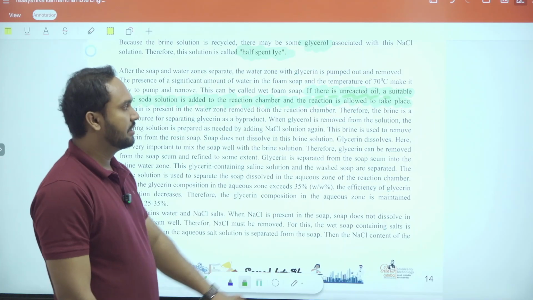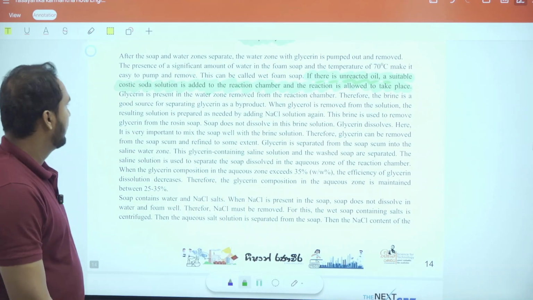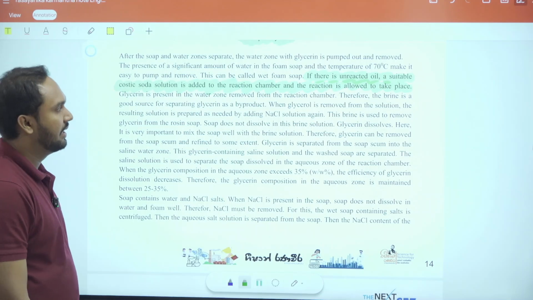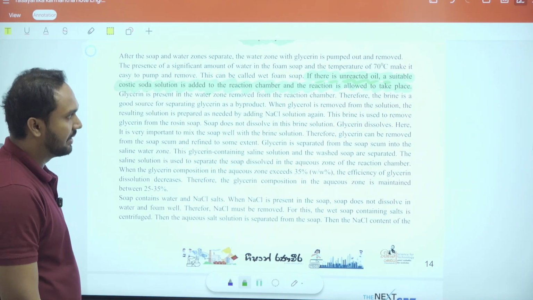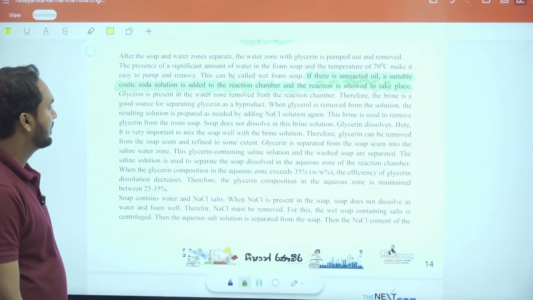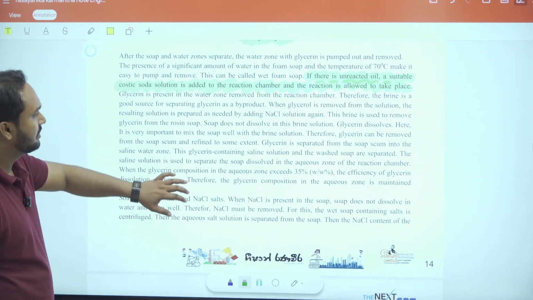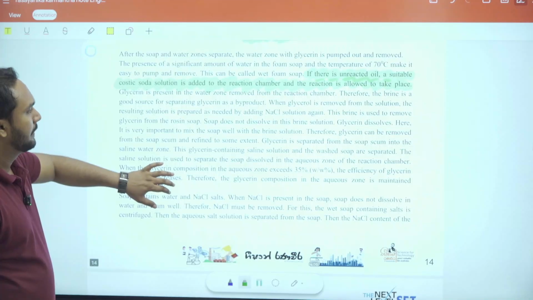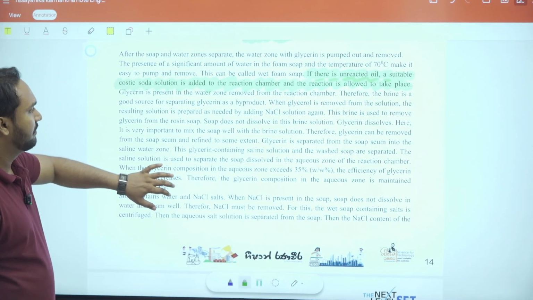When the glycerol is removed from the solution, the resulting solution is prepared as needed by adding NaCl solution again. This brine is used to remove glycerin from the rosing soap. Right? Now this rosing soap means it is more the wet soap.